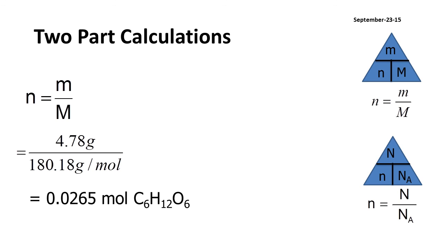You should get that exactly based on your significant digits. If you want to have it in scientific notation, it would be 2.65 times 10 to the negative 2. But either way is fine. So that's how many moles of glucose we've got in that example.